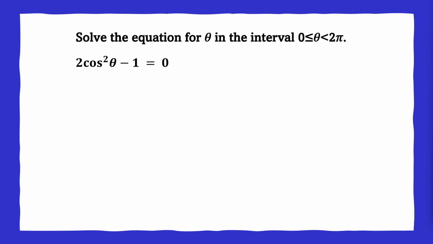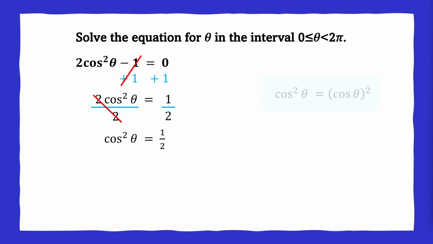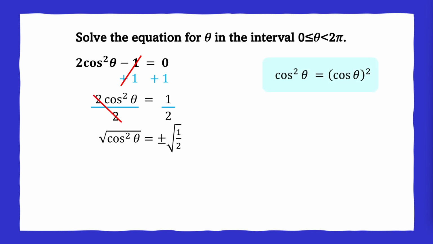Solve the equation for theta in the interval from 0 to 2 pi. We're given 2 times cosine squared theta minus 1 equals 0. First, isolate the cosine squared term by adding 1 to both sides. Next, divide both sides by 2. To undo the squaring, take the square root of both sides, which gives us plus or minus square root of 1/2. And rationalizing the denominator, we get plus or minus square root of 2 over 2.